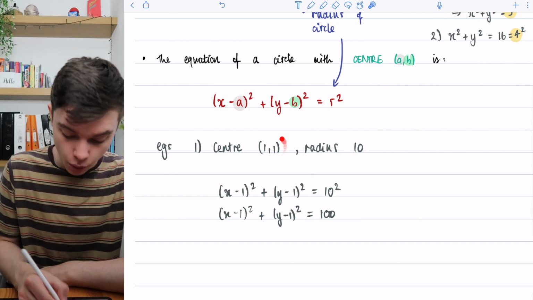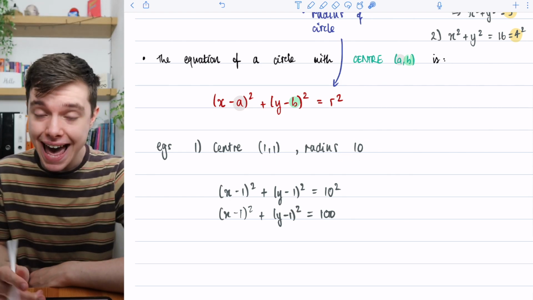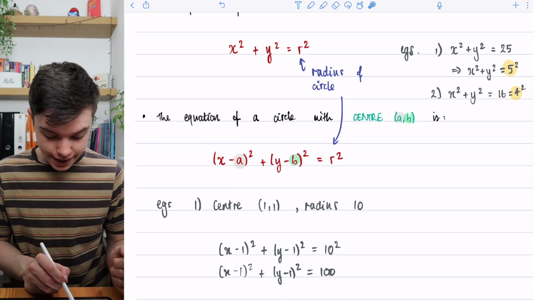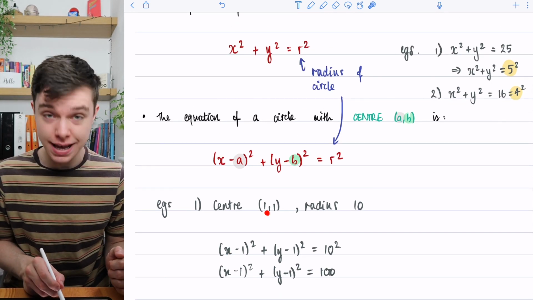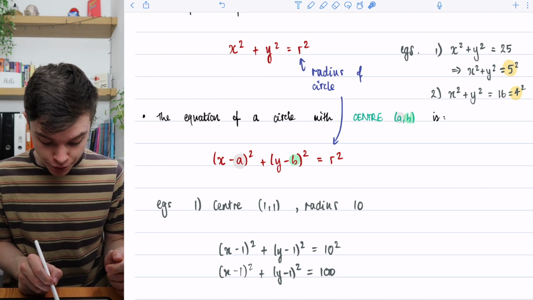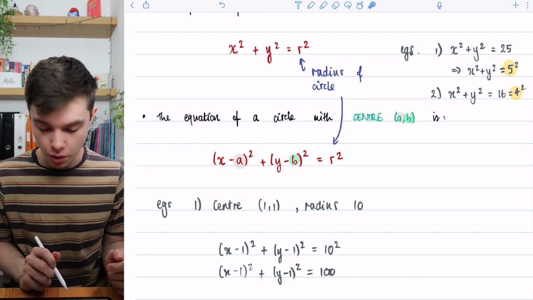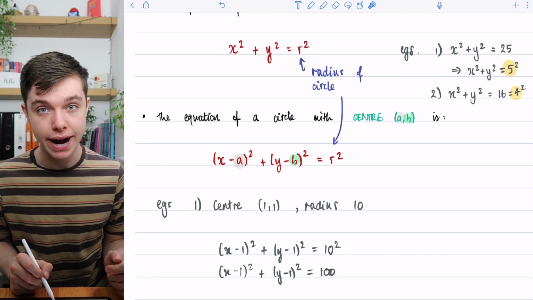We have a centre at (1, 1), we have a radius of 10, and so what we have to do is take off 1 from x because that's the x coordinate of the centre, do the same for y because that's the y coordinate of the centre, and then square the radius.